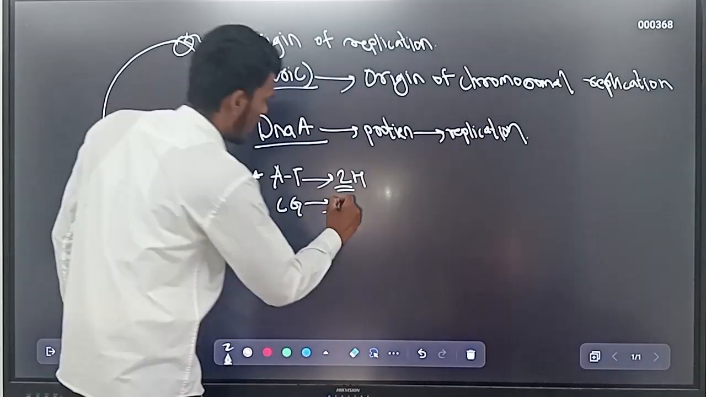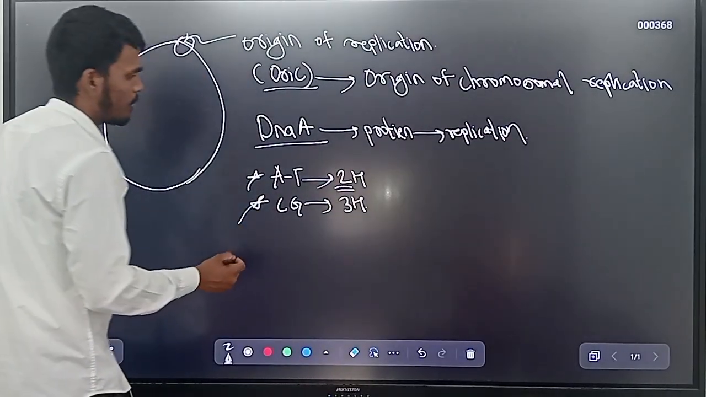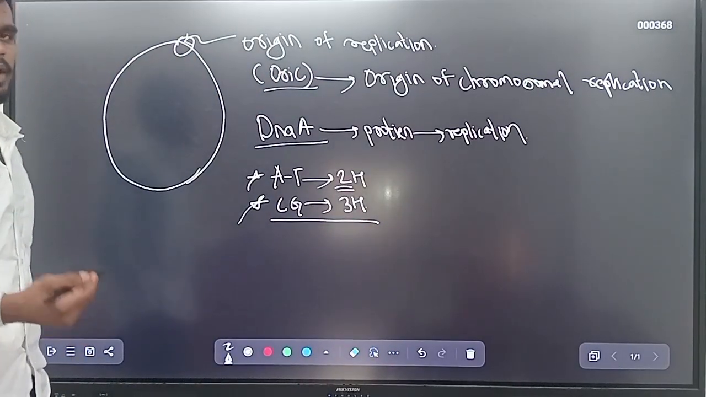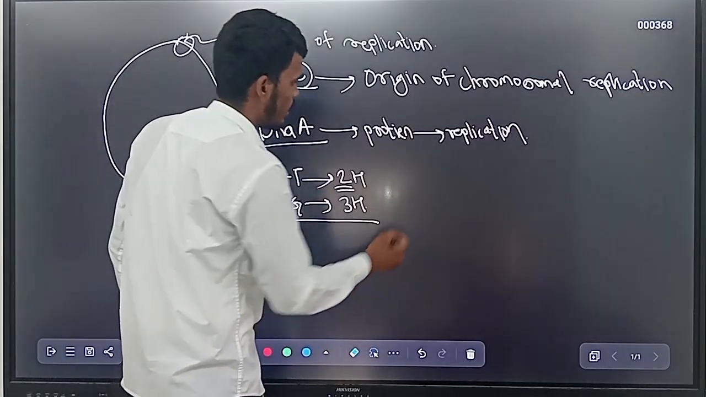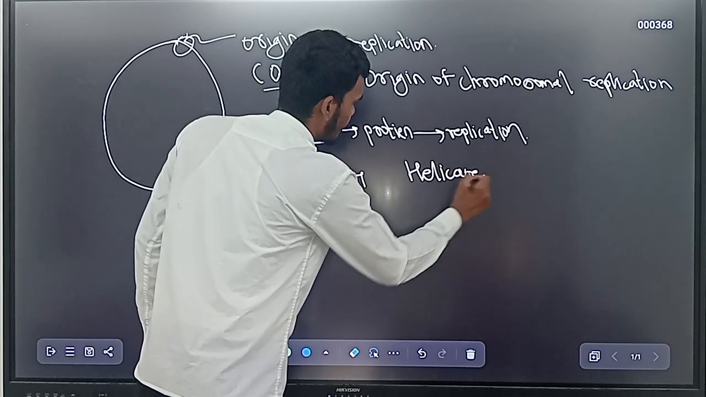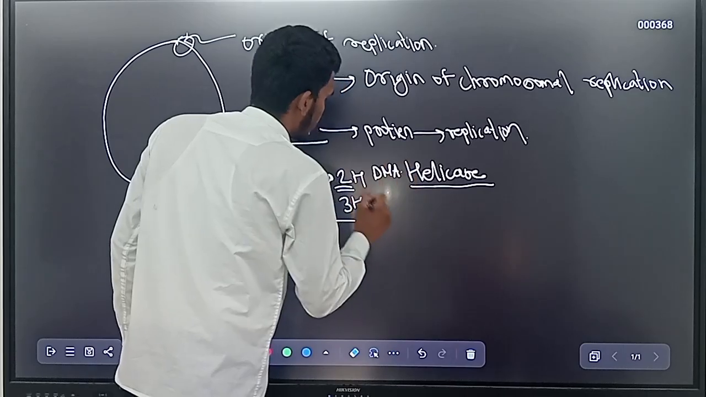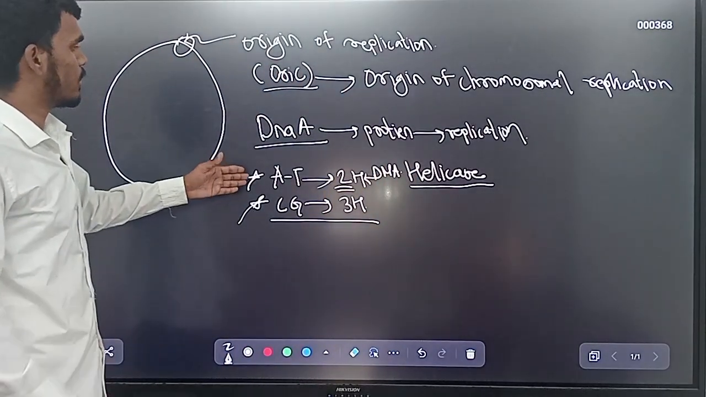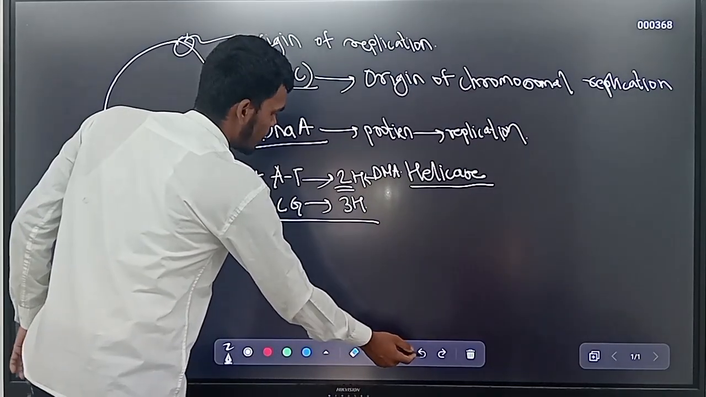I will note down all the proteins as well as enzymes which take part in this process. So DnaA gets attracted to this particular point, the origin of chromosomal replication, because it has some specific type of nucleotide sequence. And the second characteristic which this origin of replication holds is that it has a high amount of A and T, or AT nucleotides.